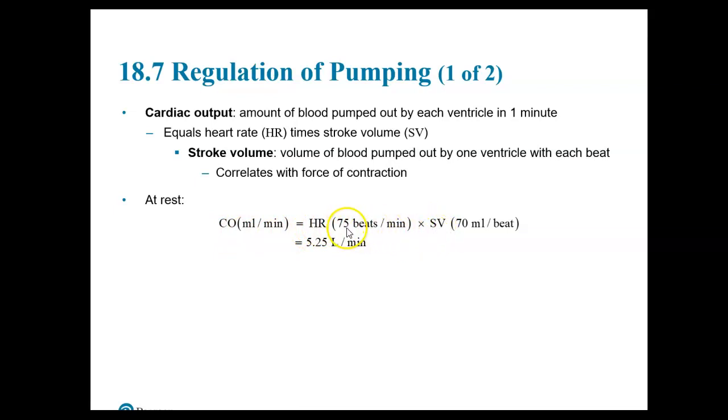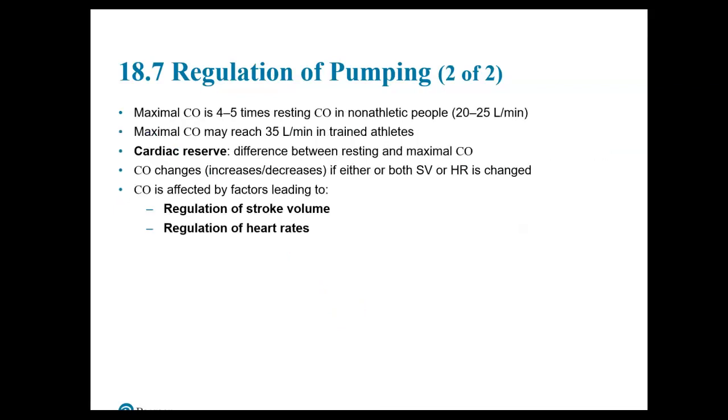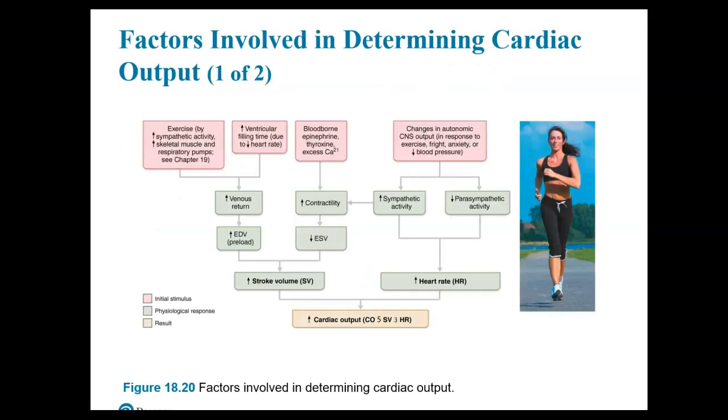And for an average adult, the heart rate is 75 beats per minute. The stroke volume is 70 milliliters per beat. And that's going to give you about 5.25 liters of blood pumped per minute. So a couple of things I want to talk to you about are the regulation of stroke volume or heart rate and how that can change the cardiac output.